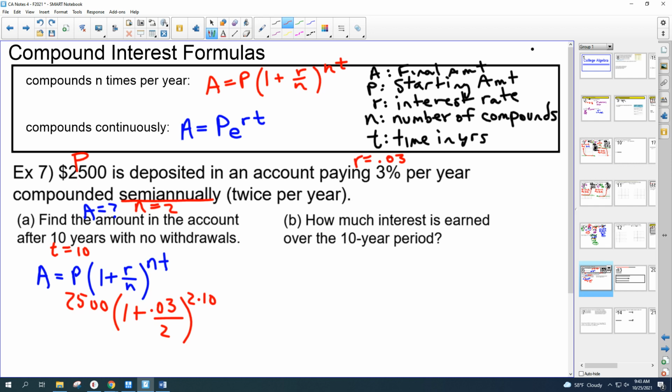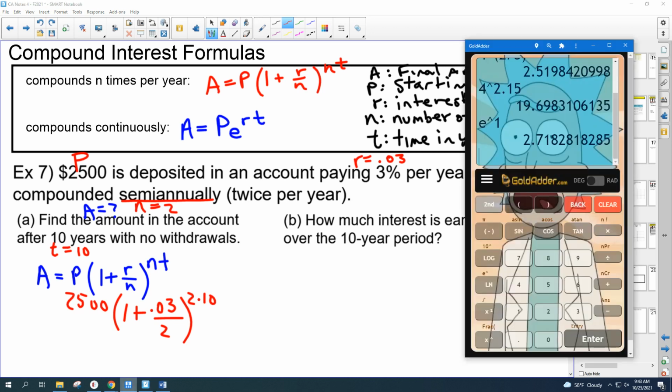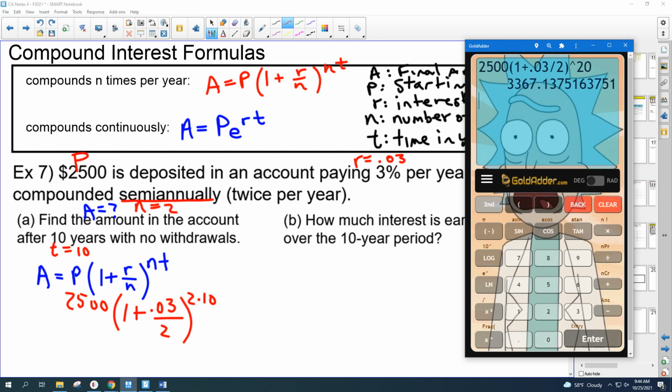Get you a calculator with parentheses on it. If your calculator does not have parentheses, I would not use it. So I just type it in right there, 2,500 parentheses. 1 plus 0.03 divided by 2. Close them. Exponent. And the only thing weird I would do here is I'd just say 2 times 10 in my head is 20, just to save myself some calculator errors. I know that's an exponent 20, so just, there we go. Okay. You should get $3,367.14.